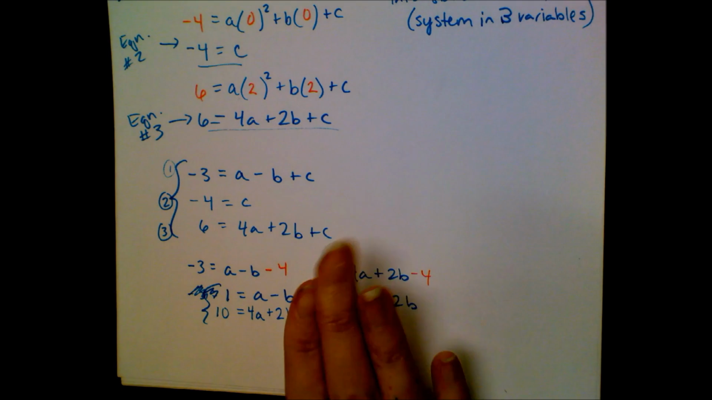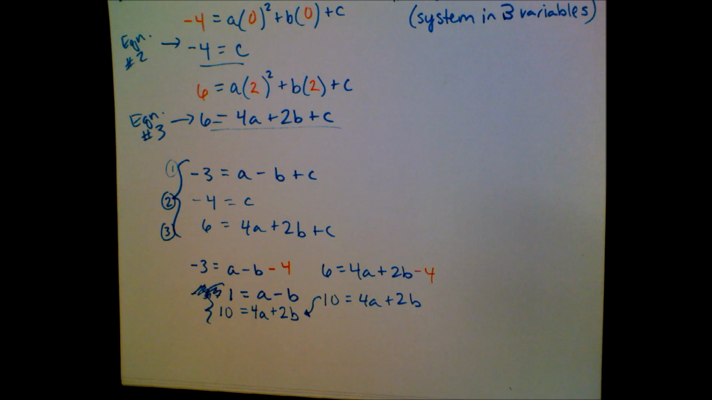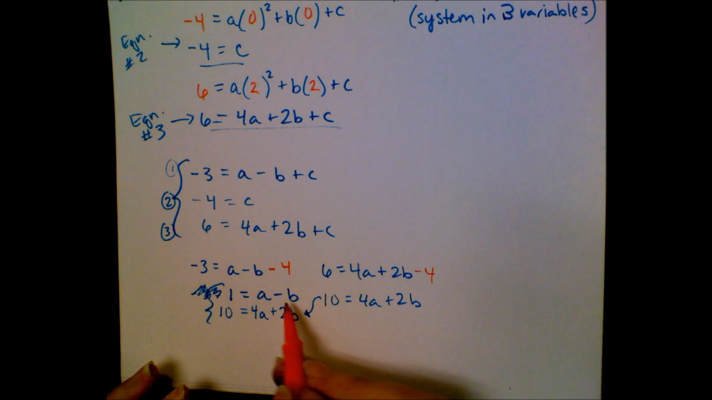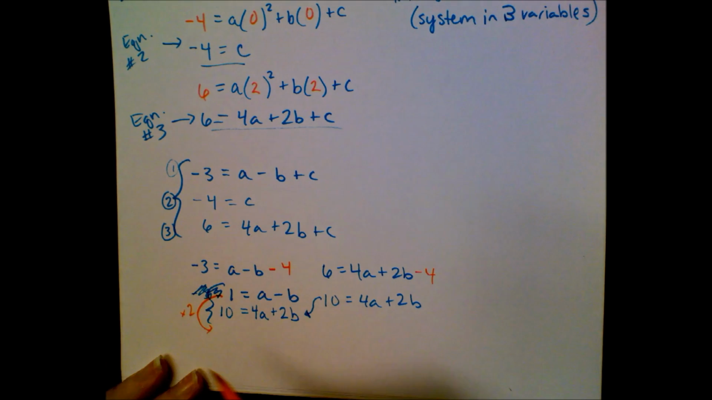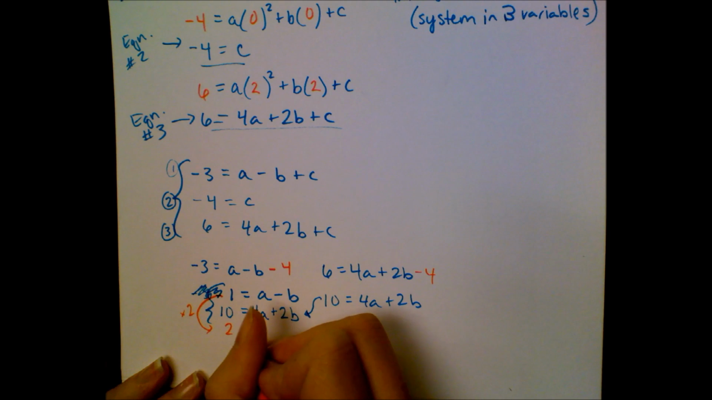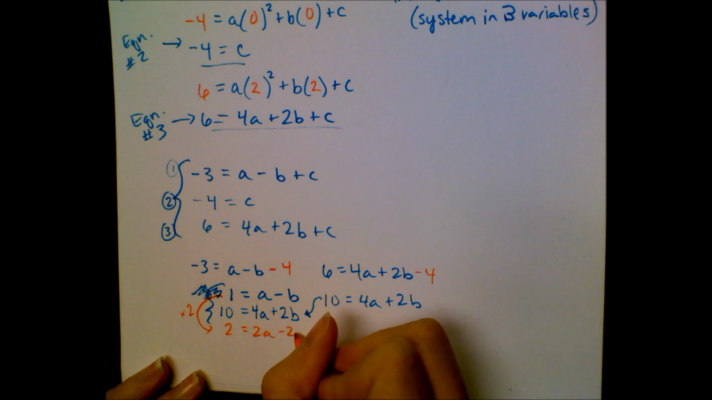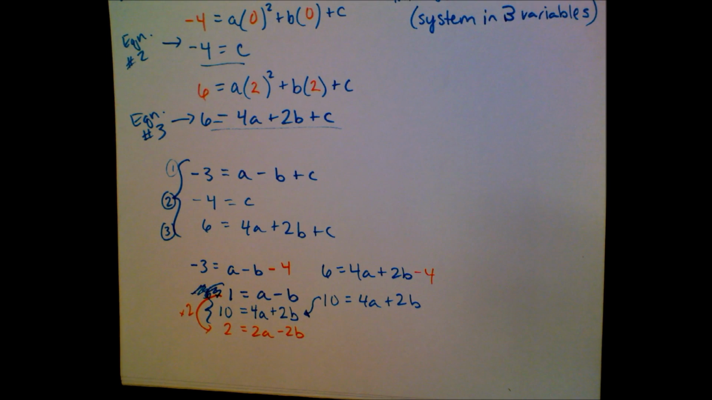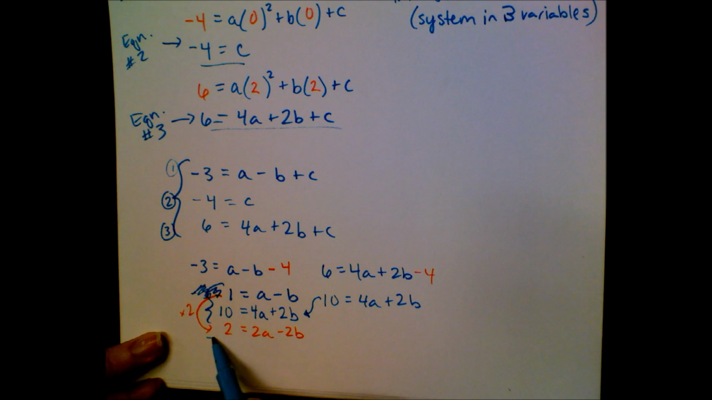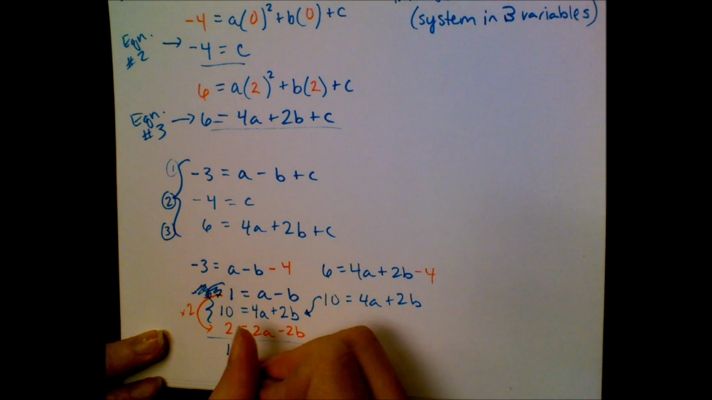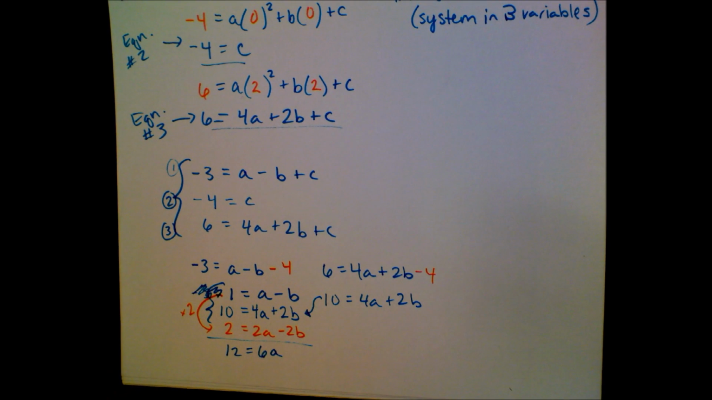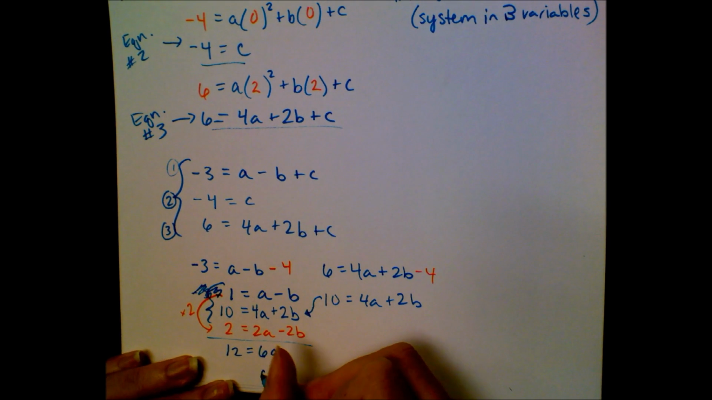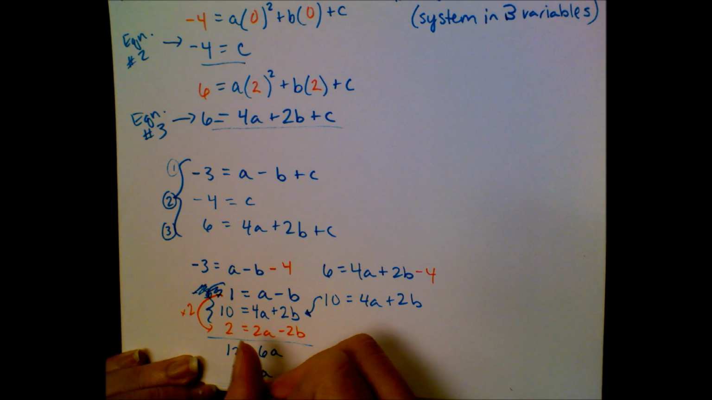So then if I've got a system of 2 variables, I need to find a or b. I want to eliminate one of those. If I want them to eliminate, I'm going to take this first equation and multiply it times 2, giving me 2 equals 2a minus 2b. Because those 2 now will eliminate, I'd get 12 equals 6a. And now I can find my a. So I'm going to divide by 6 on both sides. A would be equal to.